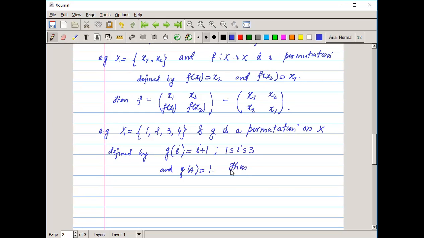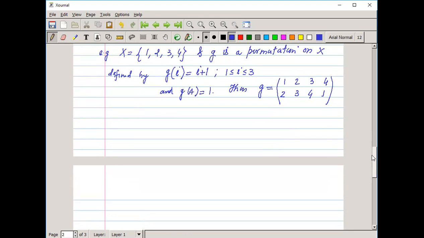Then this G can be written in two-row notation as follows: in the first row we write the elements of the set X, that is 1, 2, 3, 4, and in the second row we write the images of these elements. Now as we have defined, G of i is equal to i plus 1, so that means G of 1 is equal to 2, so we write 2 here. Now G of 2 is equal to 3, G of 3 is equal to 4, and we have defined G of 4 is equal to 1.